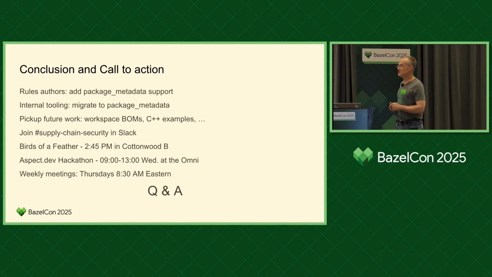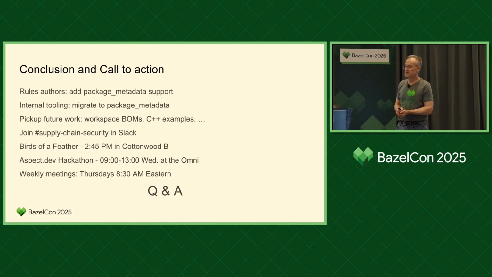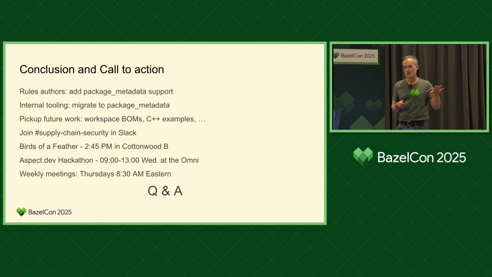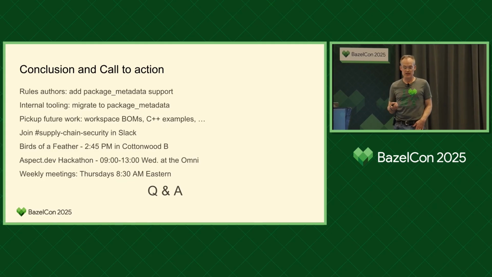So this is our concluding slide, and it has a couple of reminders of calls to action and ways that you can get involved. I've talked a lot about rules authors and what you can do. If you have internal tooling for SBOMs, I think now is the time where you can start to add package metadata alongside rules license if that's what you've been using. Or if you've been using something else, you can start to add package metadata and start to incorporate that into your tooling. Obviously, pick up some of the future work items. In the Bazel Slack, there's a supply chain security channel. We encourage you to join that.